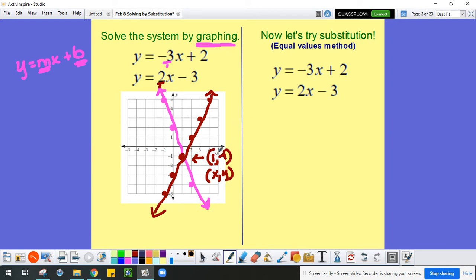This means I can plug in 1 for x in either one of these equations, and my answer for y will be negative 1.